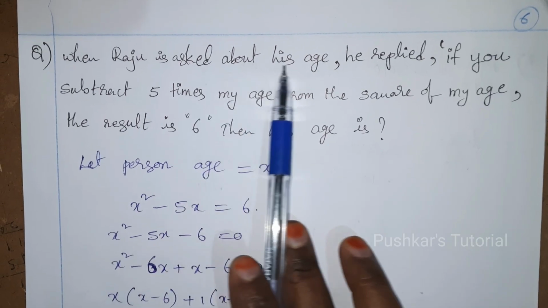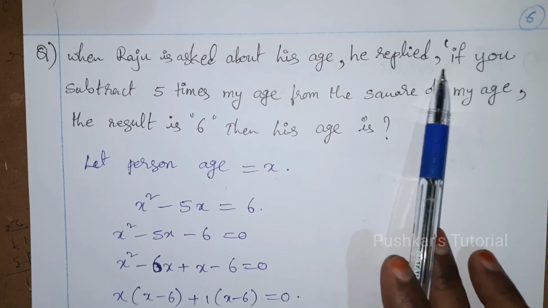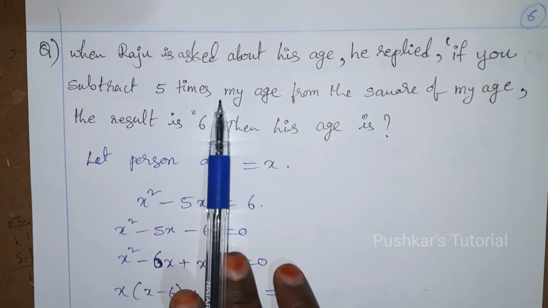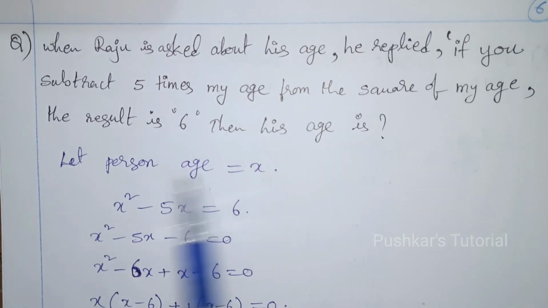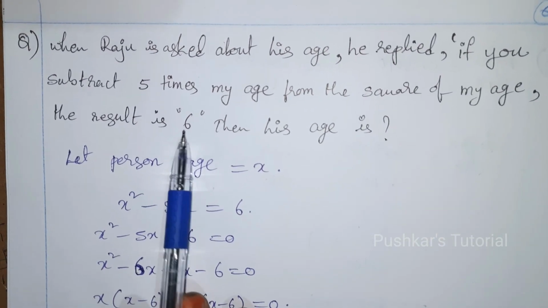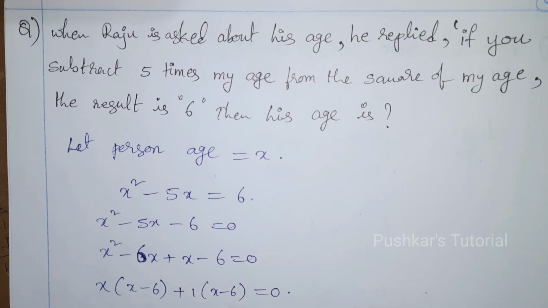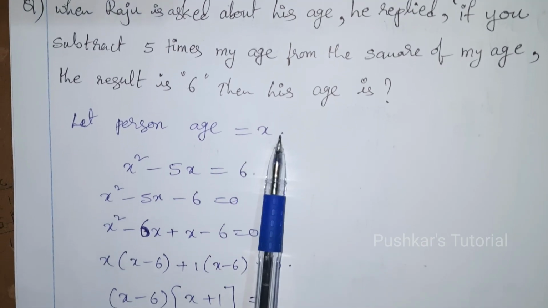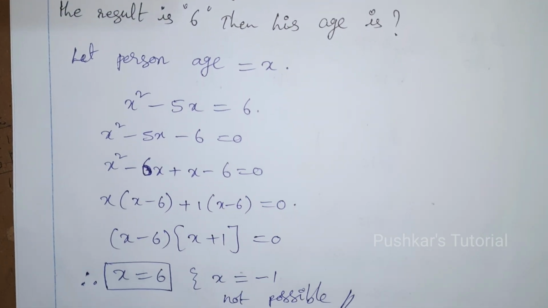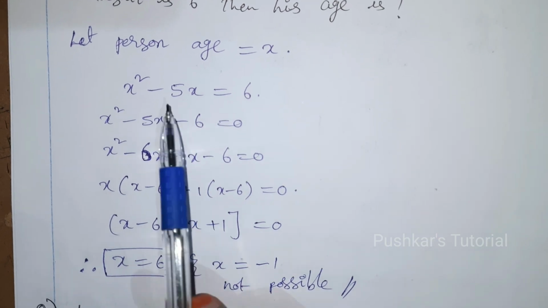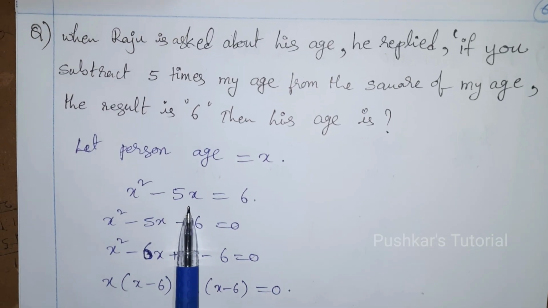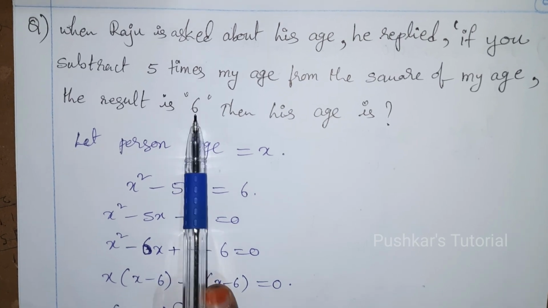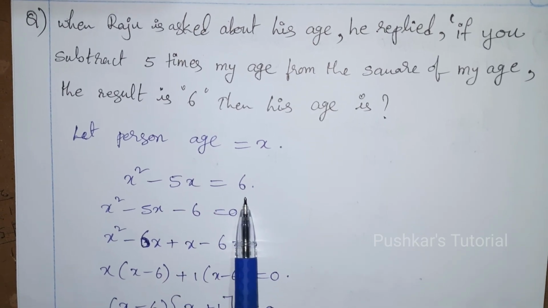When Raju is asked about his age, he replied, if you subtract 5 times my age from the square of my age, the result is 6. Then his age is? Let the person's age be x. If you subtract 5 times from the square, so x square minus 5x, the result is 6. So x² - 5x = 6.